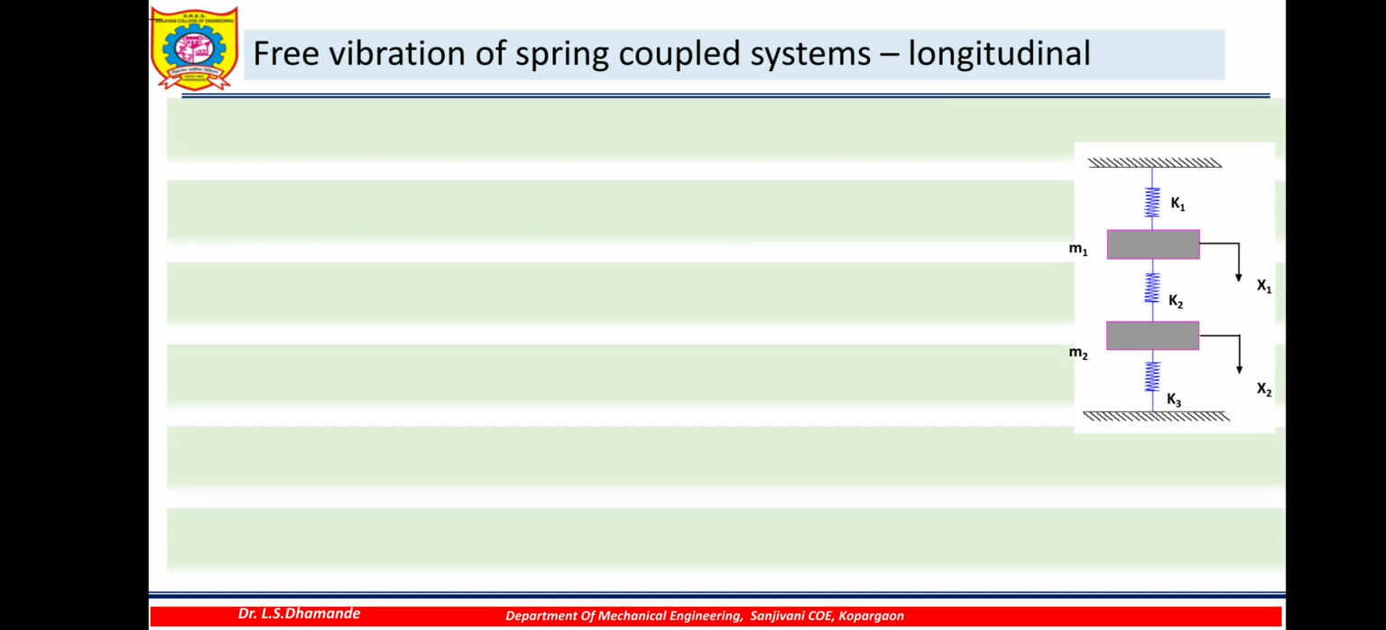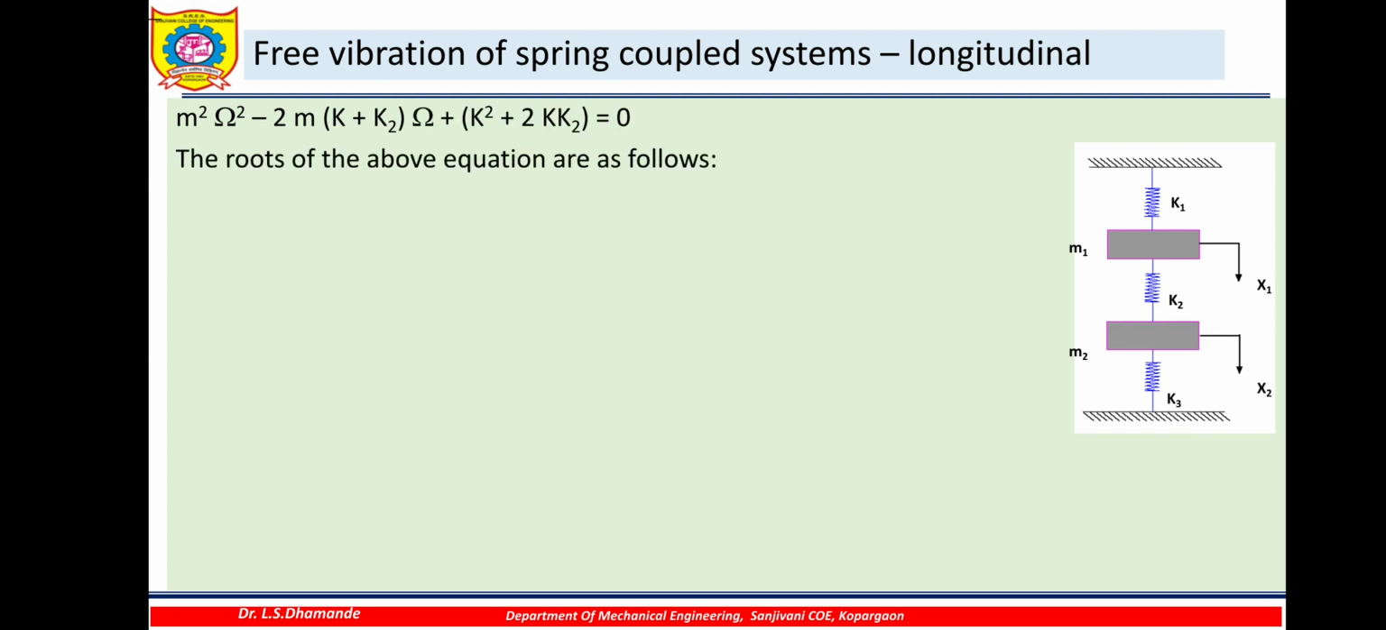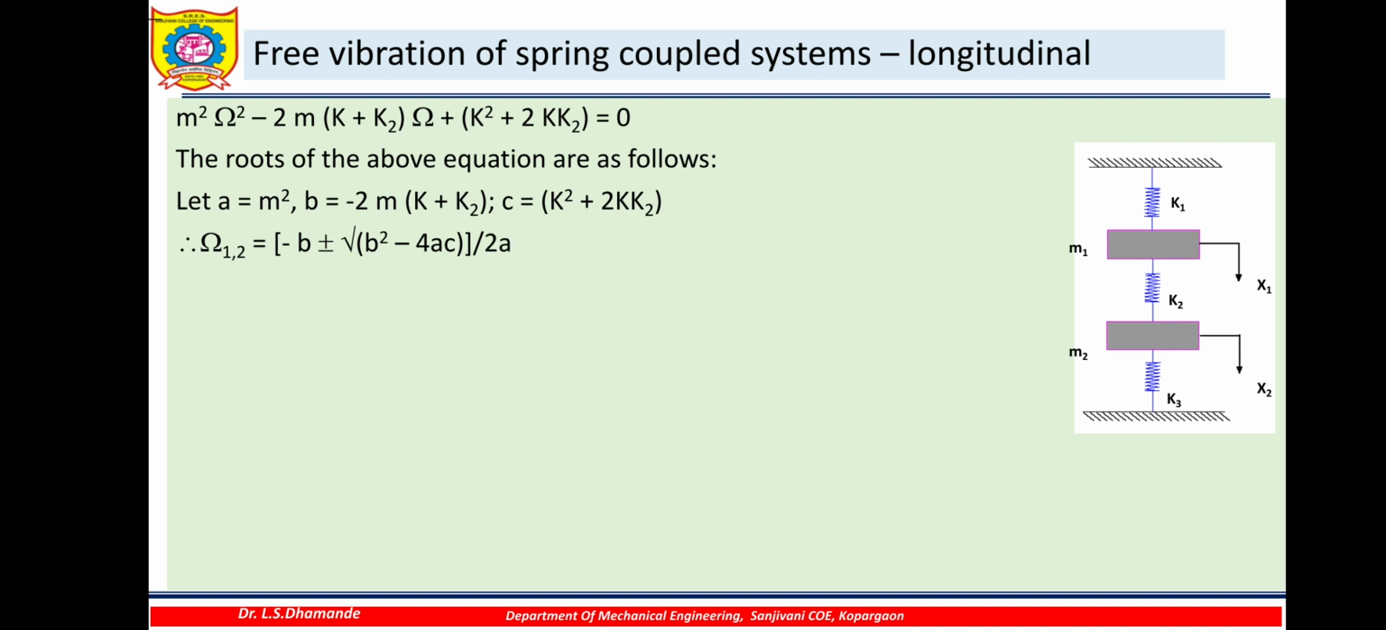Now we know that whenever there is an algebraic equation ax square plus bx plus c, we get the roots of that equation by using minus b plus or minus under root b square minus 4ac upon twice a. So similarly here, x square is nothing but sigma square, the a value is m square, b is minus 2m times (k plus k2), and c is k square plus 2k k2. So let us get the roots: sigma 1, 2 is equal to minus b plus or minus under root b square minus 4ac upon twice a.